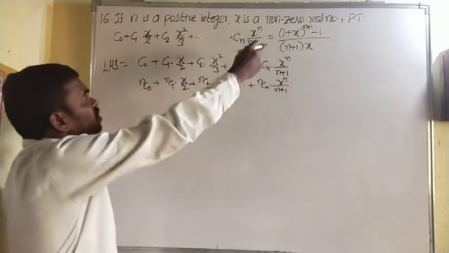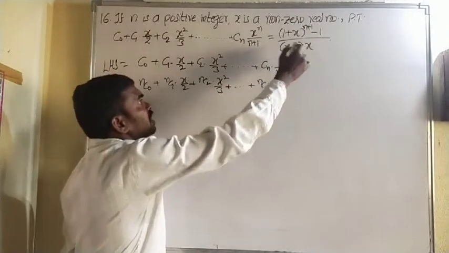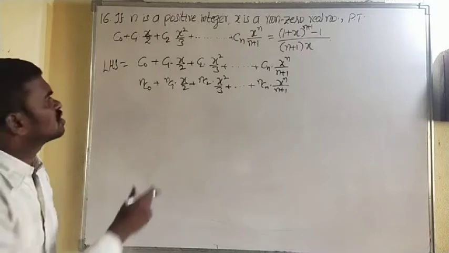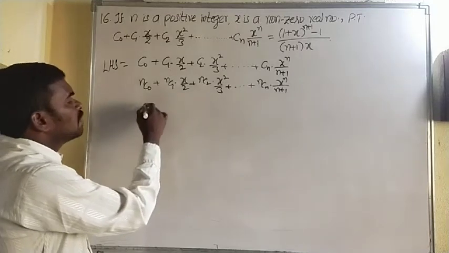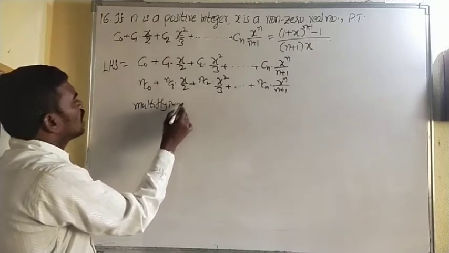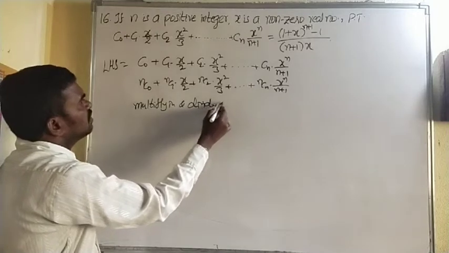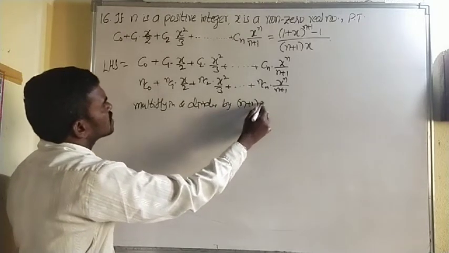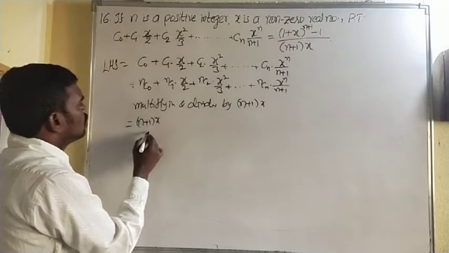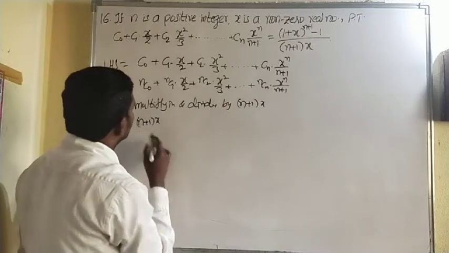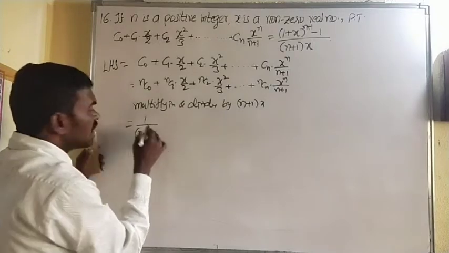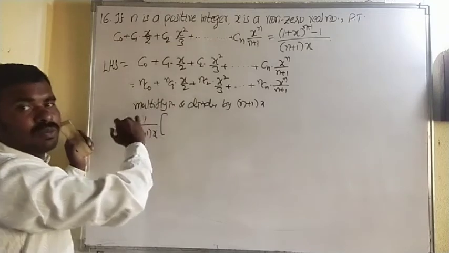See, what is the RHS? We should get the RHS. In that RHS, the denominator must be (n plus 1) into x. So how can we get (n plus 1) into x? Simply by multiplying and dividing by (n plus 1) x, on the left hand side. So I write 1 by (n plus 1) into x outside, and I multiply each and every term.